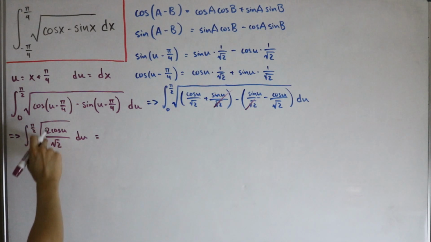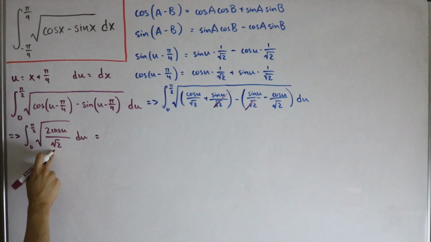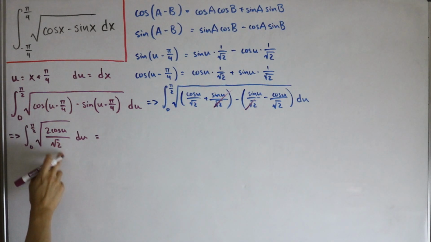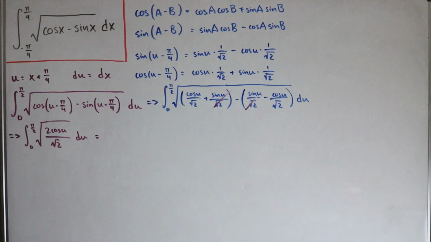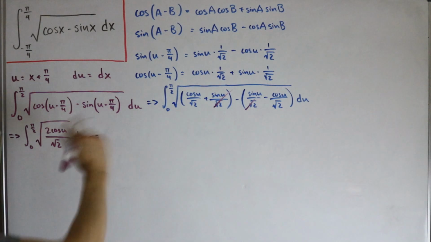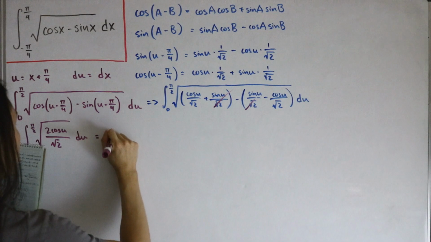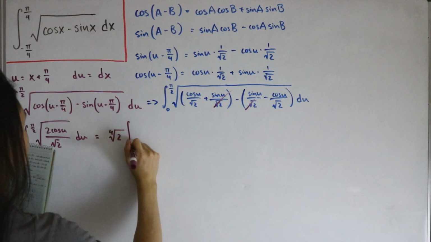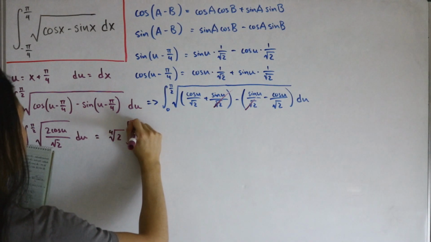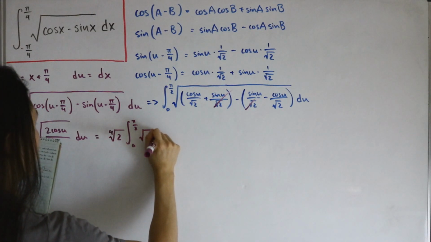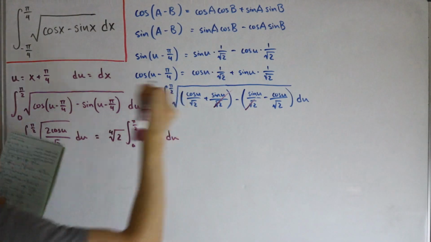So that would mean, taking the square root of this, I have the square root of 2, and then the square root of the square root of 2 over here would be the fourth root of 2. Yep, the fourth root of 2, so factor that out and simplify it down because it's division. So now we would have the fourth root of 2 multiplied by the integral from 0 to pi over 2 of the square root of cosine of u du.